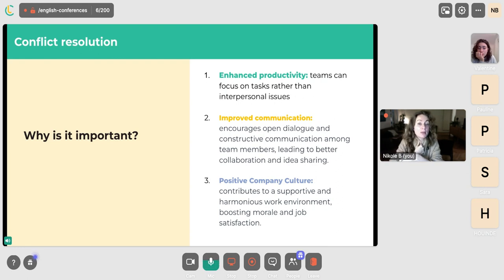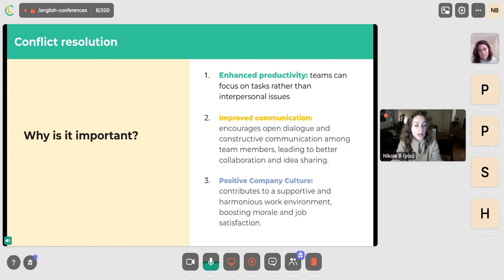Okay, you want to make sure that your teams can focus on their tasks rather than disputes among each other. Okay, so as you all might know from your office spaces, when there's problems in the workplace and teams, no work is getting done, right? Second, you want to improve communication. So the better and more open dialogue there is between team members, the better collaboration and idea sharing that goes on.